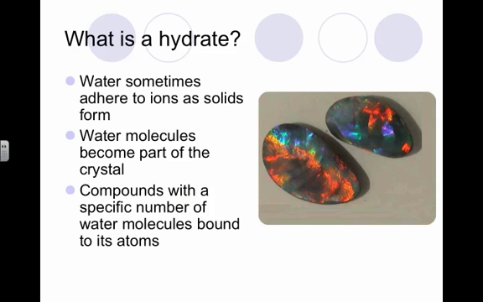So what is a hydrate first of all? Basically, it's a special kind of ionic compound where water adheres to the ions as a solid forms. As a result, the water becomes part of the crystalline structure, and it changes some of its physical properties. We end up with compounds with a specific number of water molecules around the atoms. What you see here on the right is an example of one kind of hydrate, and there are other ones that we'll talk about, along with their uses and their importance.